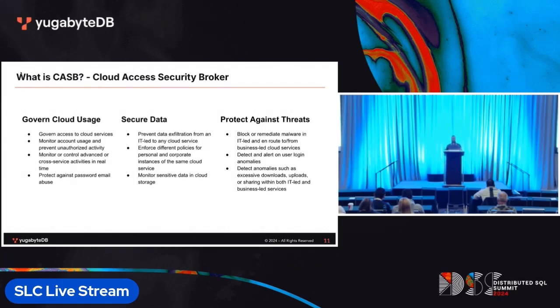There's two flavors of CASB that I'll talk about. One is CASB inline, and that sits between the end users and the SaaS providers in real time, applying security to API calls as they flow through the network. And then the second is CASB API, which is an out-of-band SaaS integration that works with the cloud providers' APIs or SaaS providers' APIs to provide out-of-band security functions for changes that might not happen in those real-time scenarios.